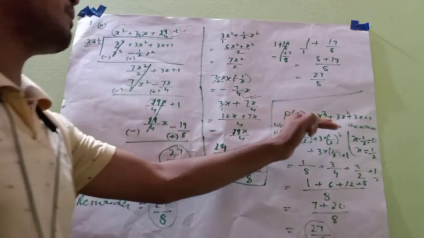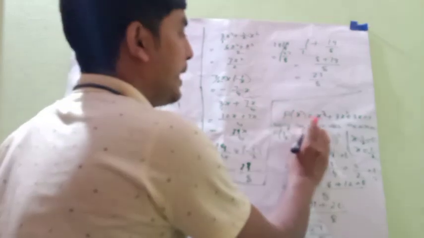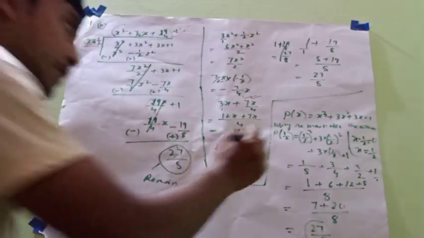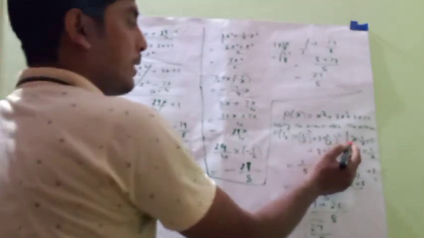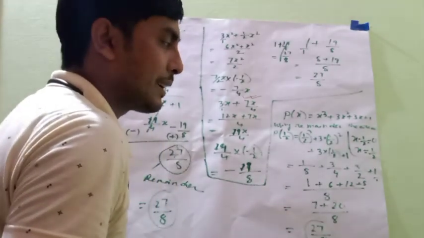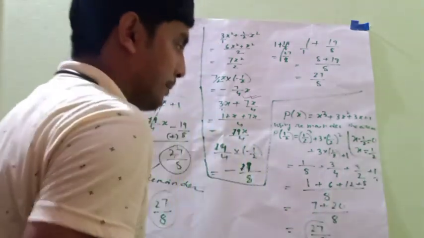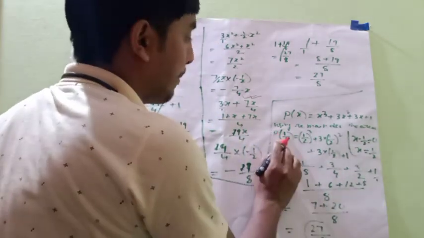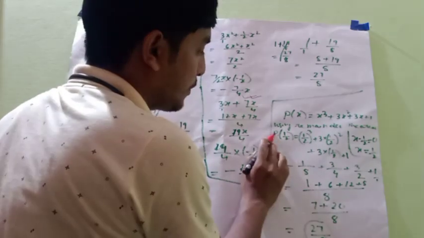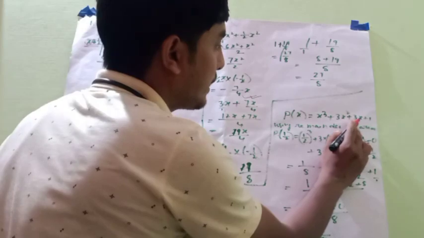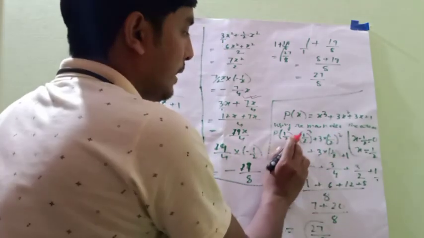Now you can see by using the remainder theorem. See, p(x) is x cube plus 3x square plus 3x plus 1. Using the remainder theorem, first of all you have to find the value of x. x minus half is equal to 0, so x equals half. Then you have to write p of half. In the place of x, half. So p of half: half cube, 3 into half square, 3 into half, plus 1.